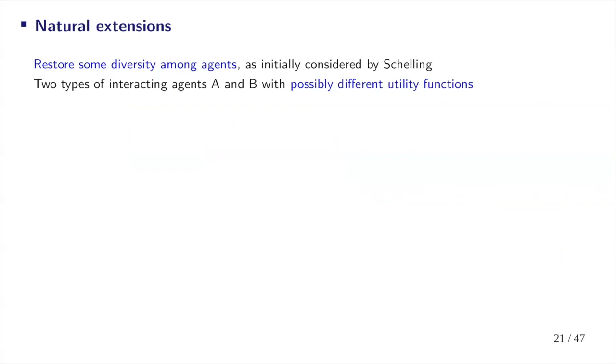Okay, and before going to the next step, what are the natural extensions of this system? So no questions so far? Okay, the natural extension. So as Schelling, we would like to restore some diversity among the agents. So for instance, if you have two types of interacting agents, what are the possible interactions between them?